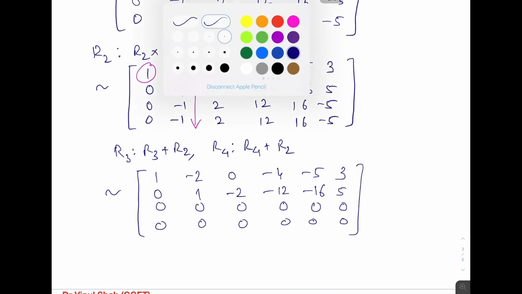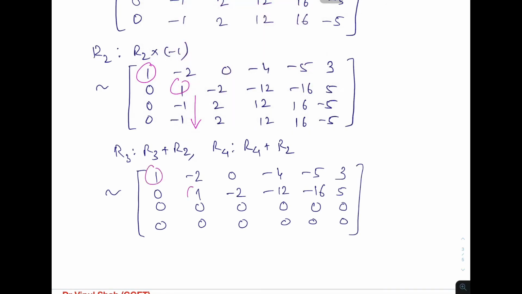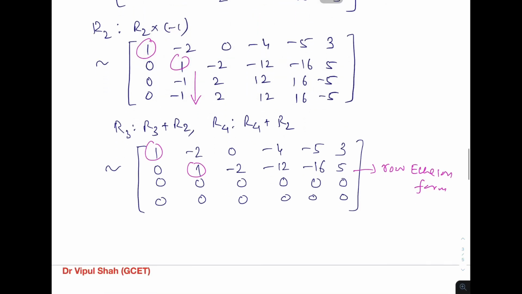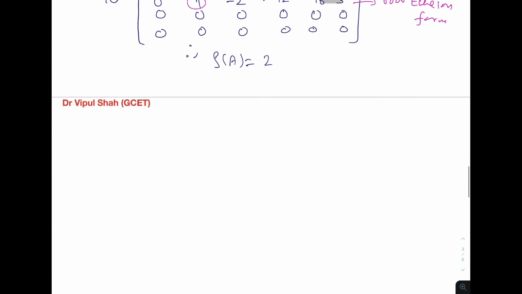So now we see that there are two non-zero rows and the matrix is in row echelon form, and so the rank of the matrix is equal to the number of non-zero rows, and that is nothing but 2. Okay, we can take one more example.